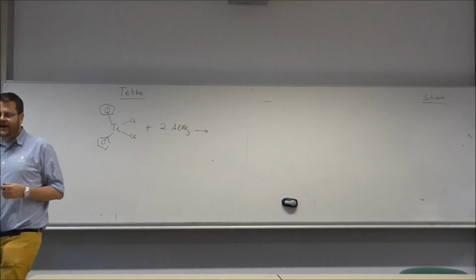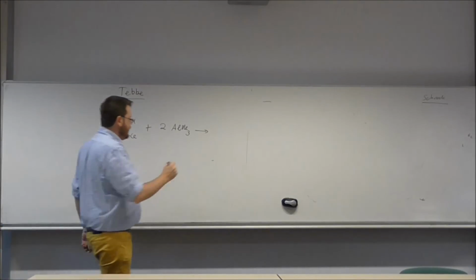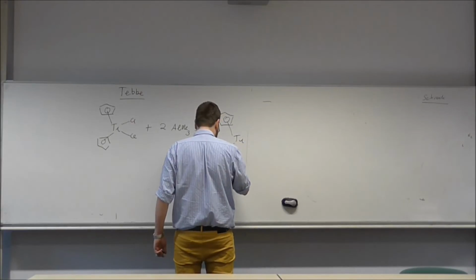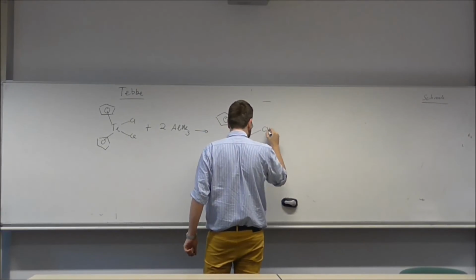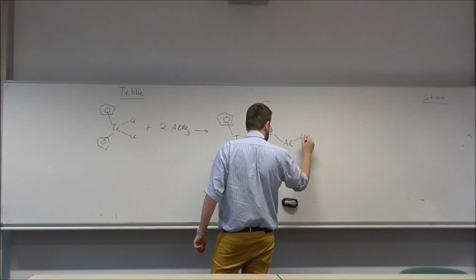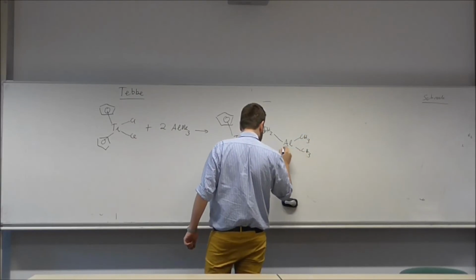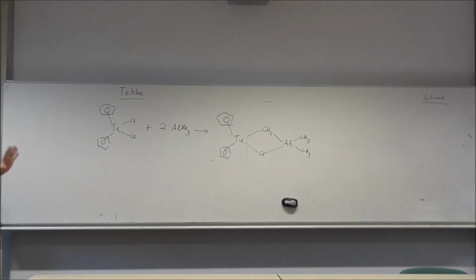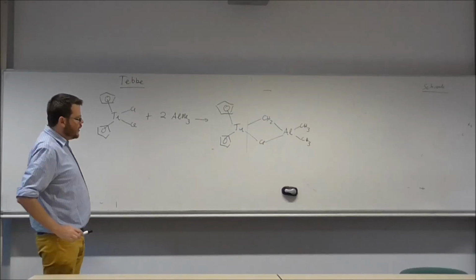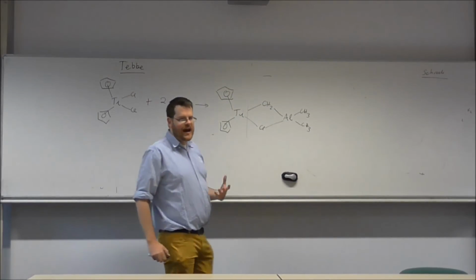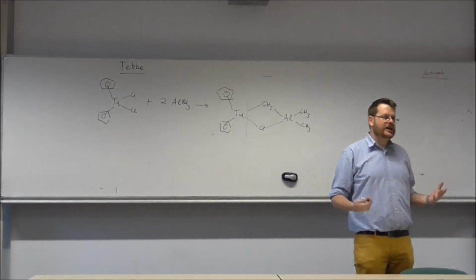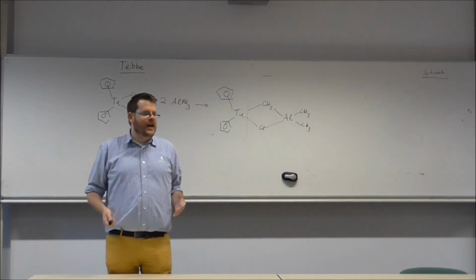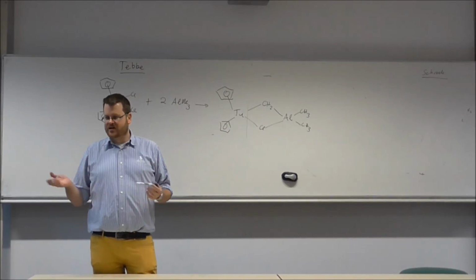We get a very funky mechanism, and at the end of the story, we get this beautiful compound. That's it. That's the Tebbe reagent. Now, we looked at the mechanism last week. If you take the Tebbe reagent and react it with a ketone or an aldehyde or an acid anhydride, any C double bond O functionality, we get a 2 + 2 cycloaddition and transfer.